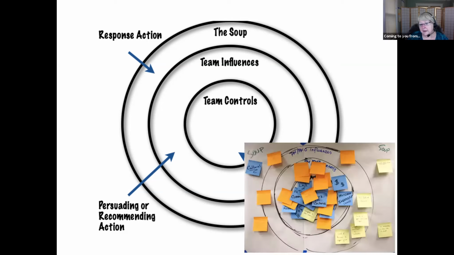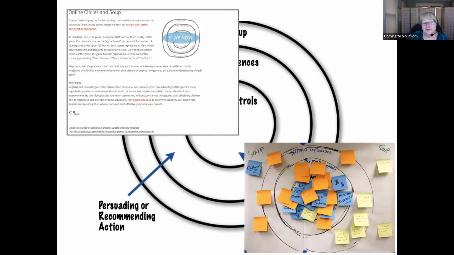There are lots of others. This is what it looks like when it's done with sticky notes. It gets kind of crazy, but it's fun. And then there's also an online version at GameStorm.com. So if you're needing, as we all are, to do things remotely, that can be a really helpful way to go about that.